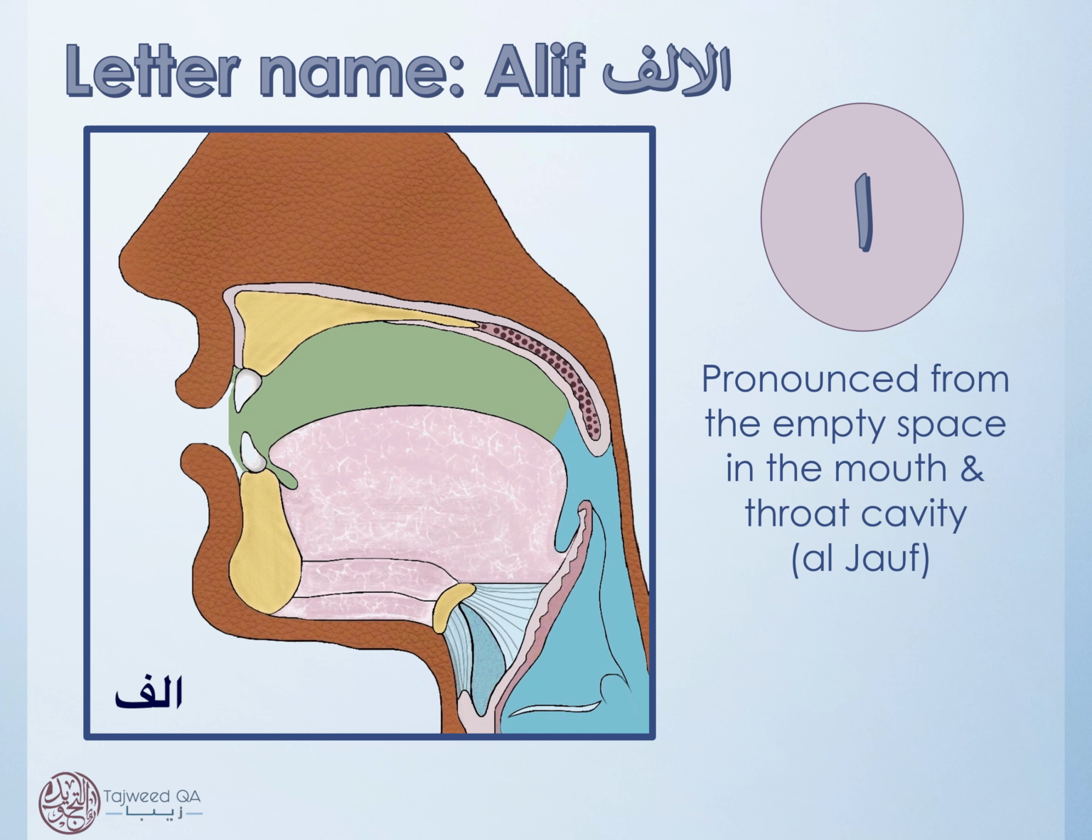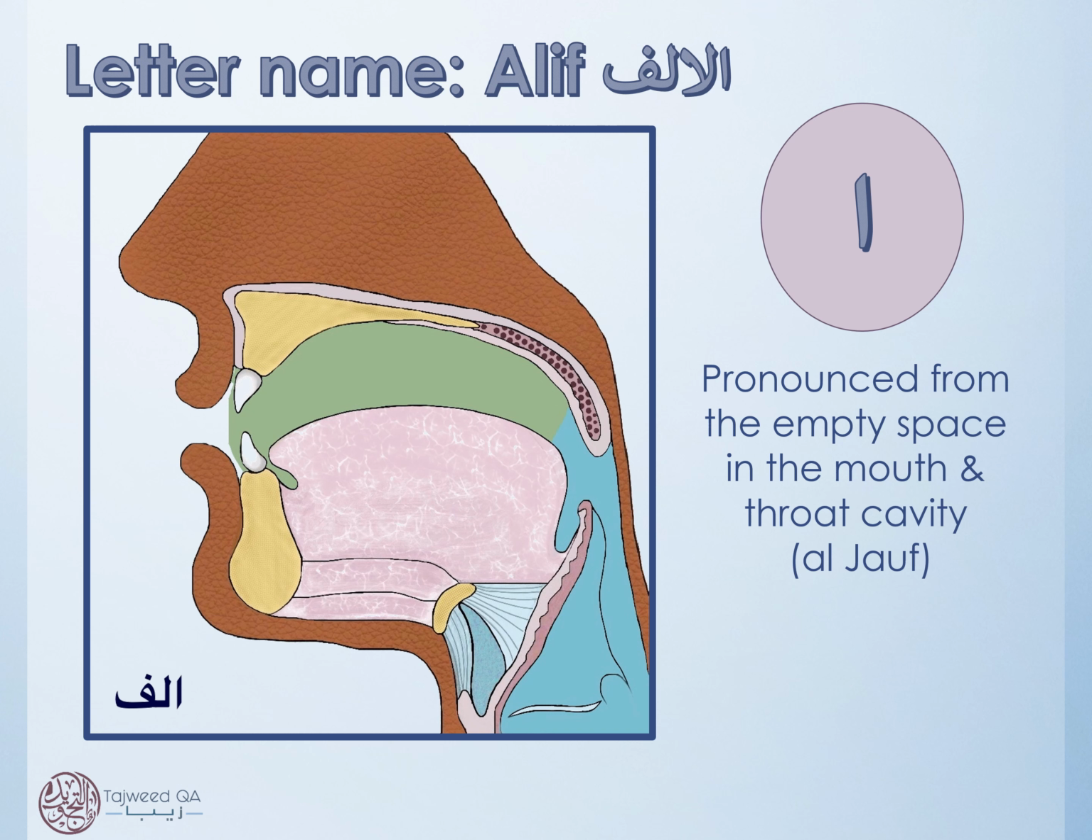Alif is actually one of the three long vowels which we have in Arabic. So the three long vowels that we have in Arabic are A, U, and E. And these long vowels cannot be read by themselves. So the alif cannot be read by itself. It has to be joined to the letter before.